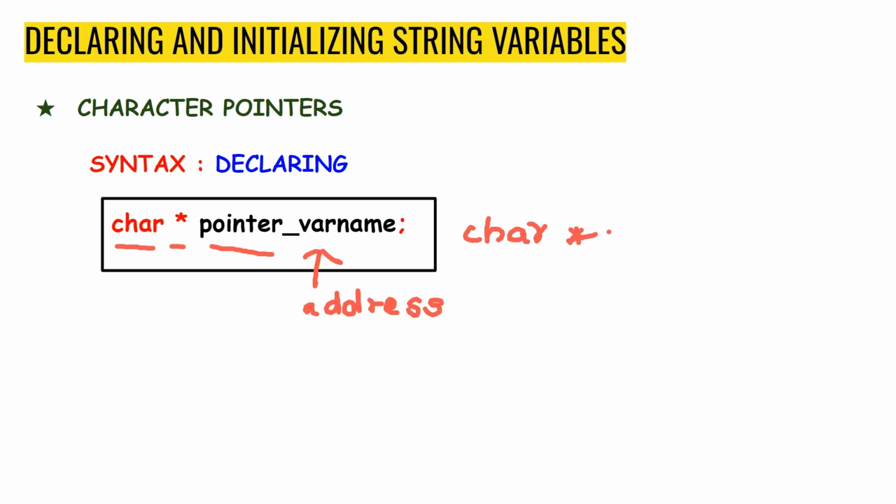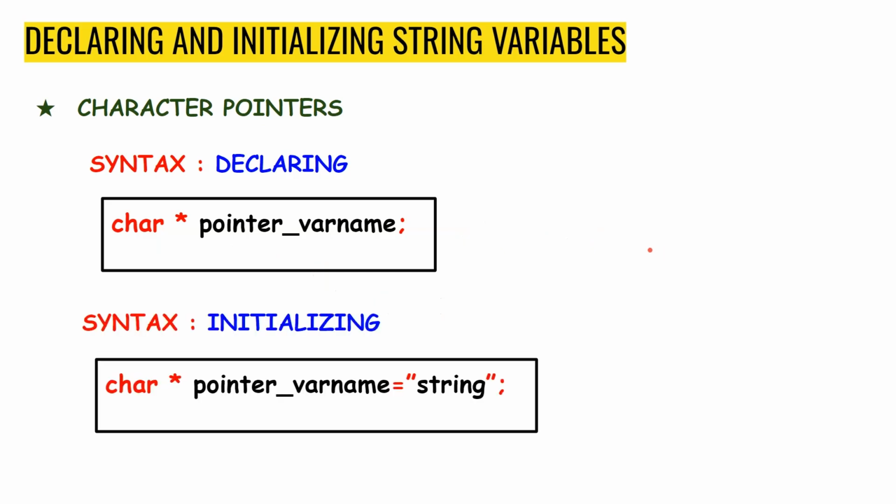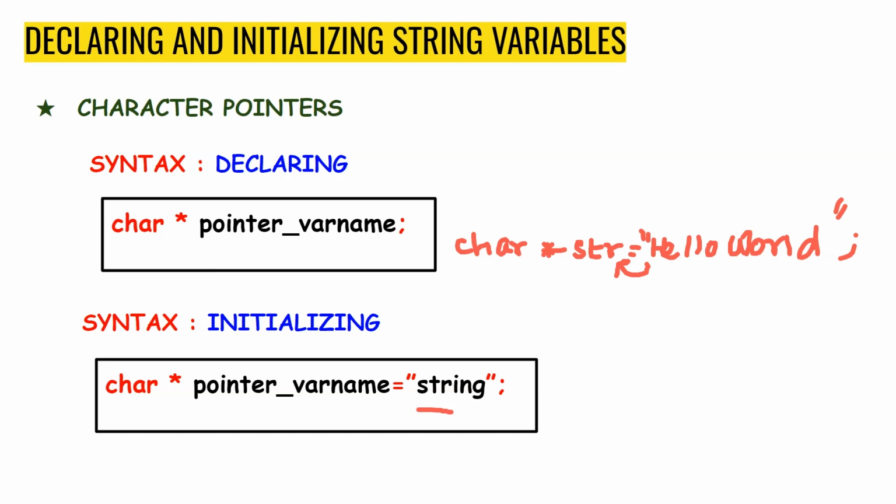So we can directly initialize the string literal constant to this pointer variable. Syntax for initialization: char *pointer_variable_name = "string" within double quotes. Say for example, char *str = "hello world". Here the string "hello world" is stored in contiguous memory locations, and the starting address of the string will be assigned to this character pointer str. Instead of directly assigning the string, we are assigning the starting address to this pointer variable str, as it is a character pointer.